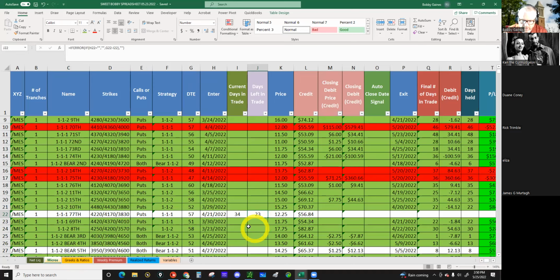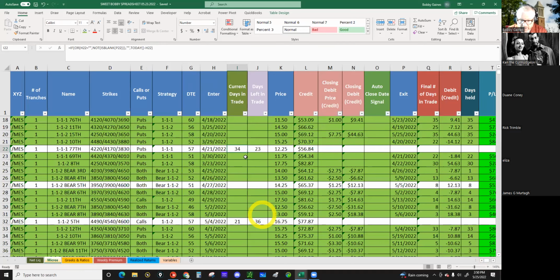And we just don't want things to start going against us. Our average day in trade is 21 days. We've given it longer to work and it just hadn't worked. So if we can take this off for profit in the next couple of days, let's take that baby off.